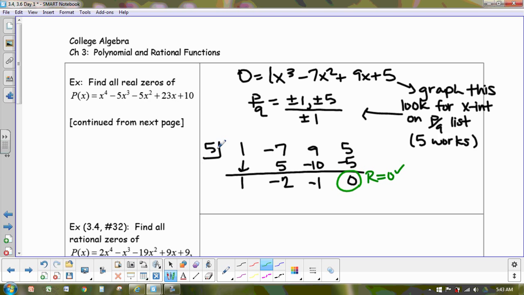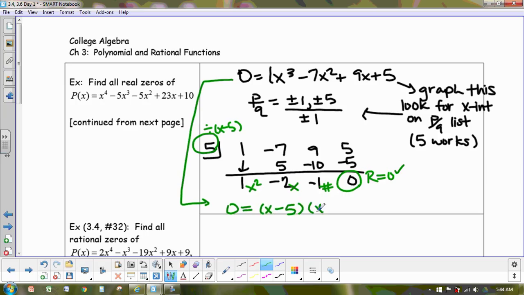So if I were to keep working, this means I was dividing by x minus 5. And then this answer means that it's 1x squared, because I jumped down in degree, minus 2x minus 1, which is my quotient. So I've now turned this equation into 0 equals (x minus 5) times (x squared minus 2x minus 1). So I know that one answer is x equals 5, on top of my answer from the last page that was x equals negative 2.